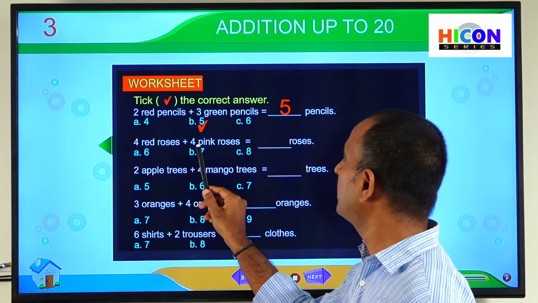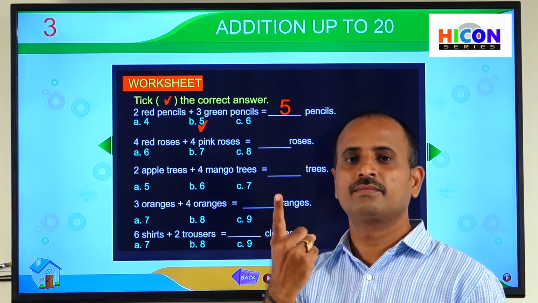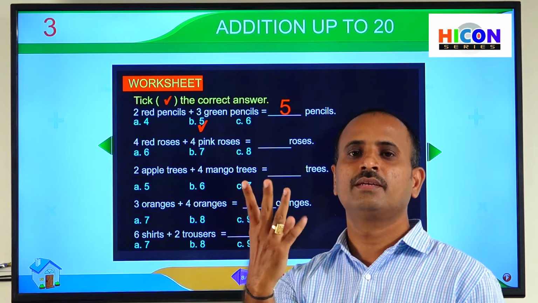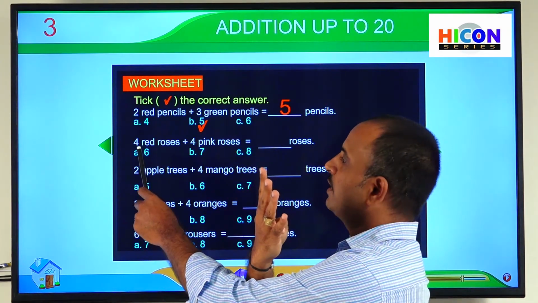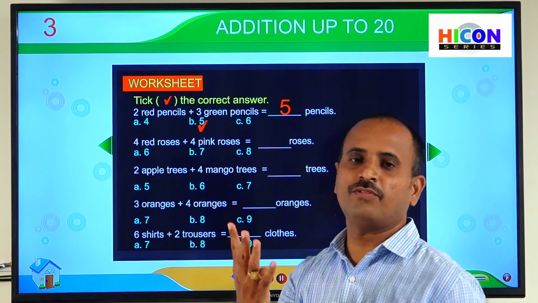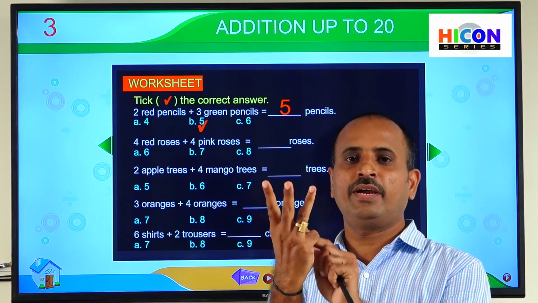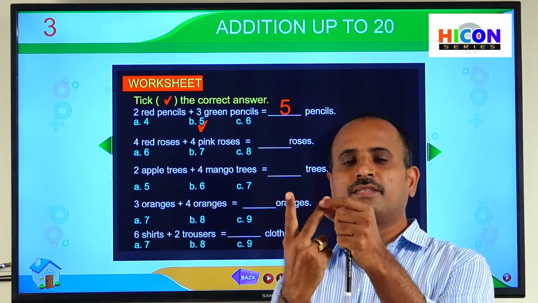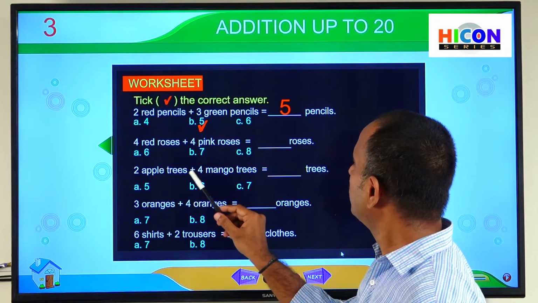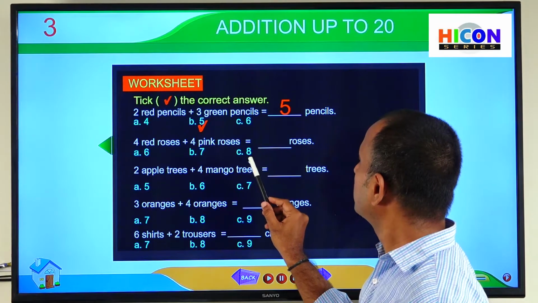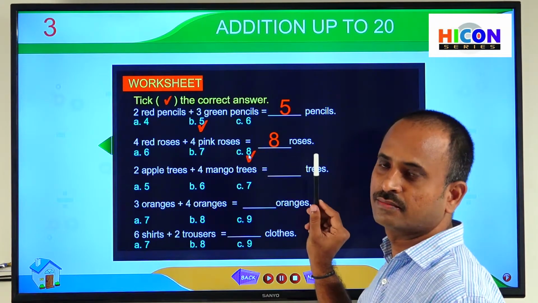So what is the second number here? 4. So open 4 fingers of your hand. These 1, 2, 3, 4. So start counting after the first number. So what is the first number here? 4. So after 4, we will get 5. So start counting from 5. 5, 6, 7, 8. So the correct answer is 8. So there are total 8 roses. So put tick mark for C.